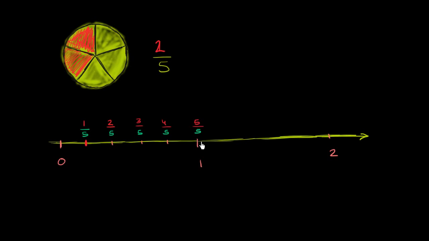You might say, hey, wait, but 5 over 5, we've gotten to 1. And that's exactly right. If I were to shade in 5 things over here, we've already seen that shading in 5 of the 5 equal sections is a whole. And over here, if we've traveled 5/5 of the way towards 1, we've gotten to the whole 1. 5/5 is the exact same thing as 1. It is equal to a whole.